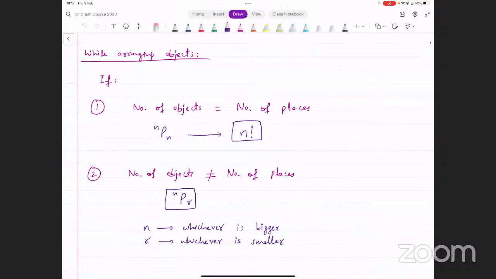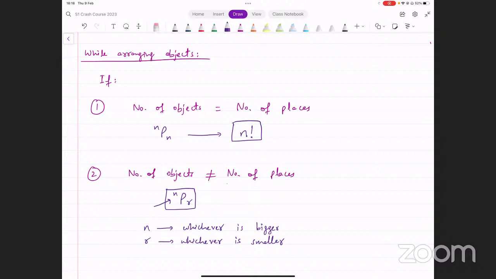We said whenever the number of objects is equal to the number of spaces or places in which we have to arrange them, when they're both equal, we could use n factorial, but when they're not equal, then we generally use this notation nPr. And what that means is we want to arrange r out of n, arrange r things out of n.